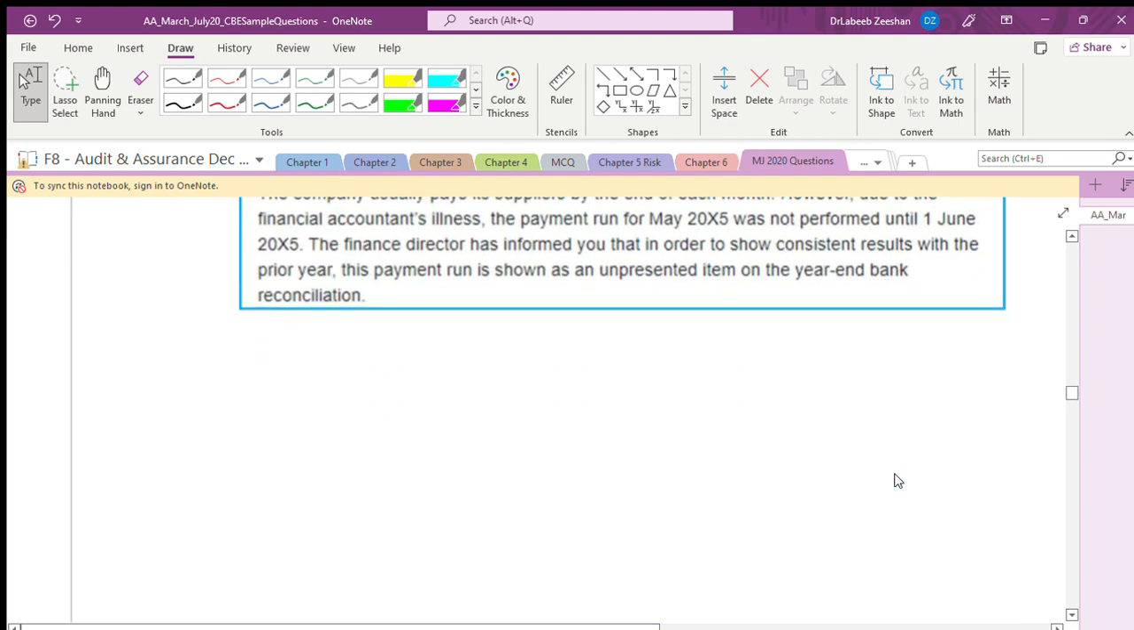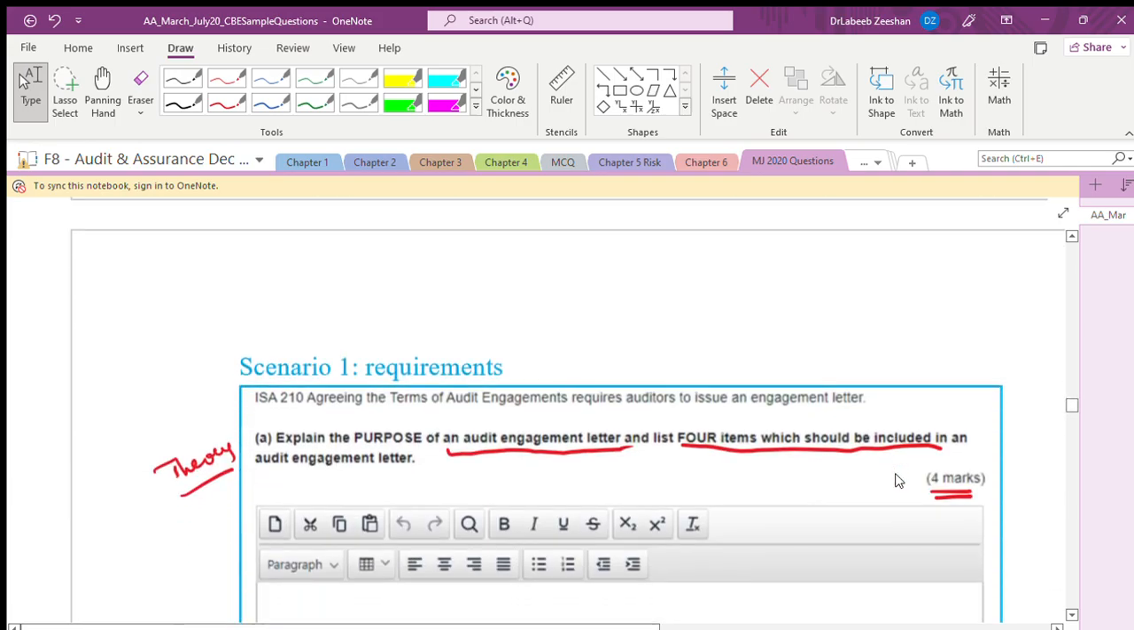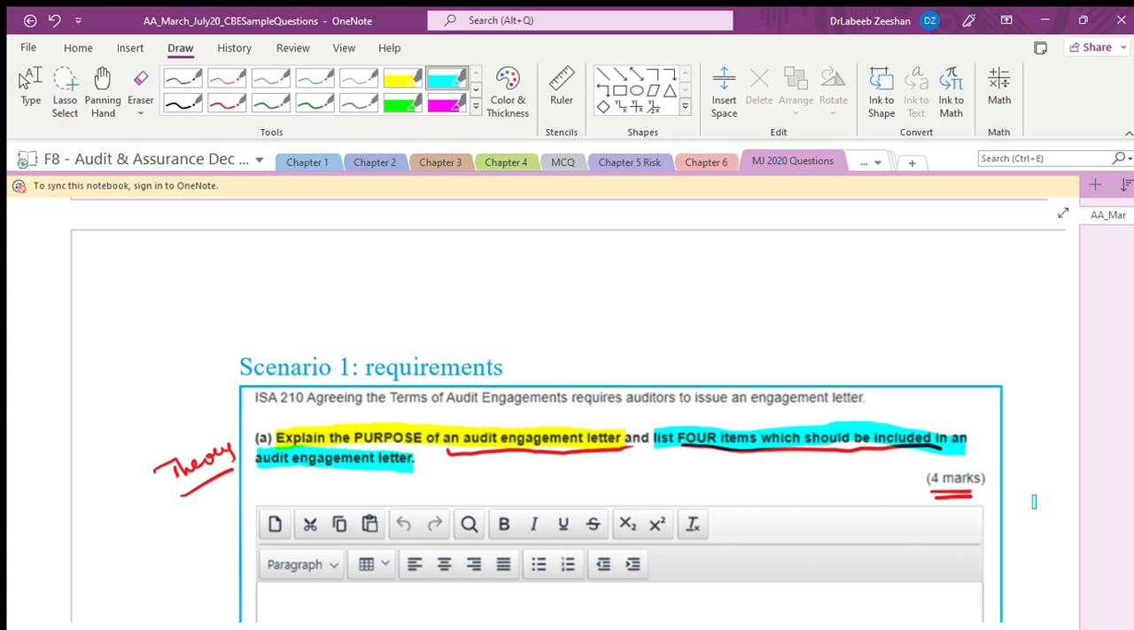There are two things. There are two questions here. The first question is: examine the purpose of an audit engagement letter. The second one is: list out four items which should be included in an audit engagement letter. There are two things that have been mentioned here. The first one is the audit engagement letter.